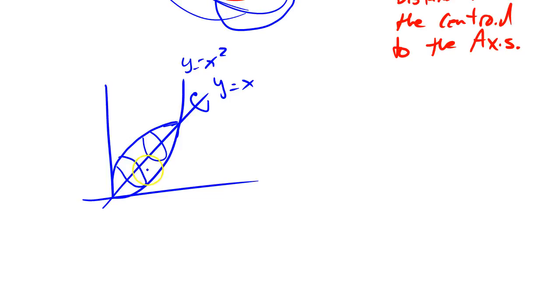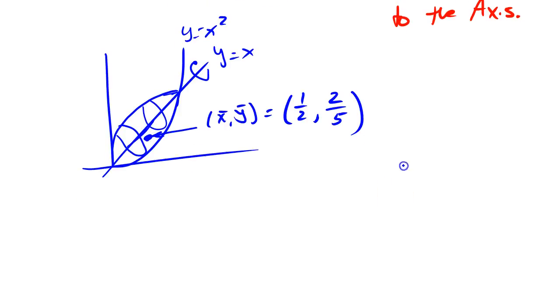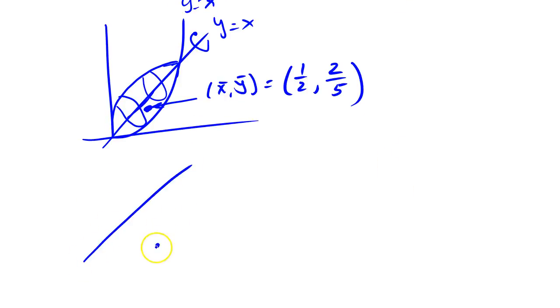I picked this region for many reasons. One is because it's my favorite region, but I also know where the centroid is, right? The centroid is at x bar, y bar, which we calculated to be 1/2, comma, 2/5. Right? So the question now is, how far away is that point from this axis? So I'm going to zoom in a little bit here. So I've got this point here at 1/2, comma, 2/5. 2/5 is actually a fraction, not 25. And I want to know the perpendicular distance up to there.